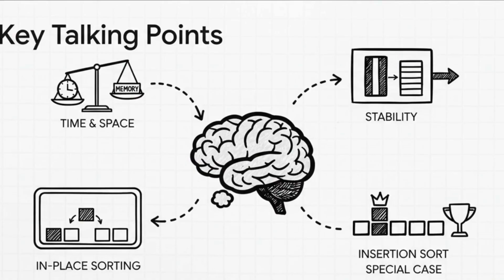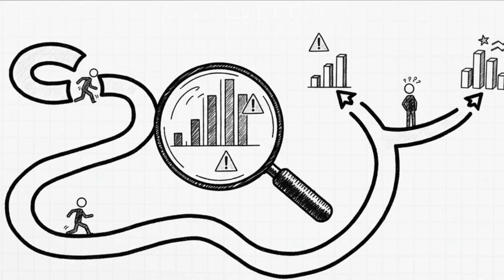You should be able to talk about time and space complexity. You need to explain what stability is and why you might care about it. Make sure you mention that these are all in-place sorts. And for the real bonus points, you absolutely have to bring up that special case where insertion sort crushes it on nearly sorted data. And now for what not to do.